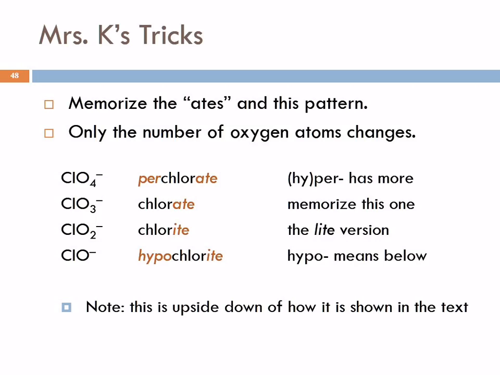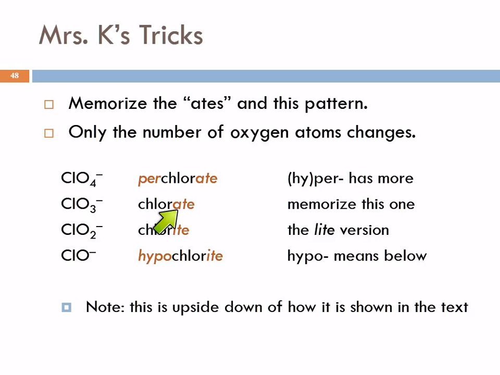Okay. So memorize the -ates. What are the -ates? Those are all the ones that end in -ate. Nitrate, chlorate, carbonate, phosphate, sulfate. Those are the big ones. And then learn the pattern. So here's the pattern. You memorize this one.